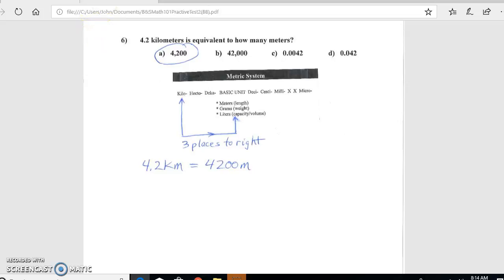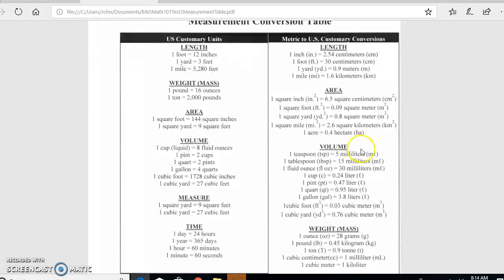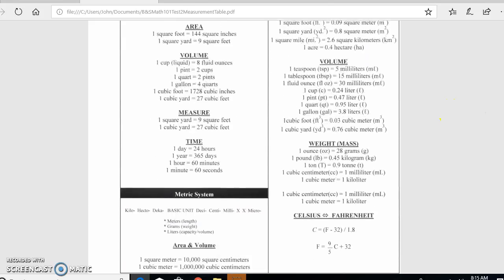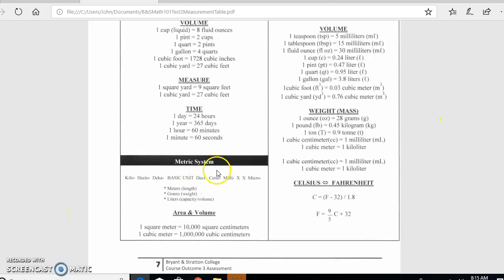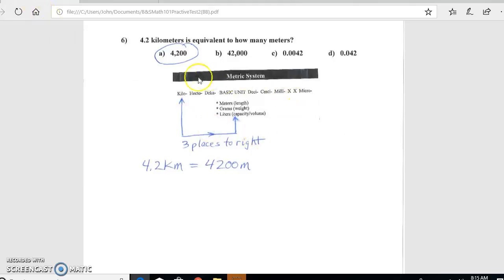And whenever we're converting between two metric units, we are going to go to our formula sheet, and down in the lower left hand corner we have conversions between the different metric units, and I've taken that little section here and put it back up here on this problem. And we have the basic units in the center: meters, grams, and liters.